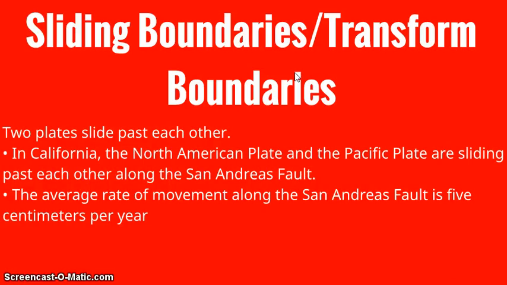With these sliding boundaries and these transform boundaries, we look at plates that don't move up or down in comparison to each other, but move alongside each other. Much like the San Andreas Fault, when we did a lab where we talked about Los Angeles and San Francisco moving closer to each other, and in 10 million years or so they're going to almost be neighboring cities because of these sliding transform boundaries.